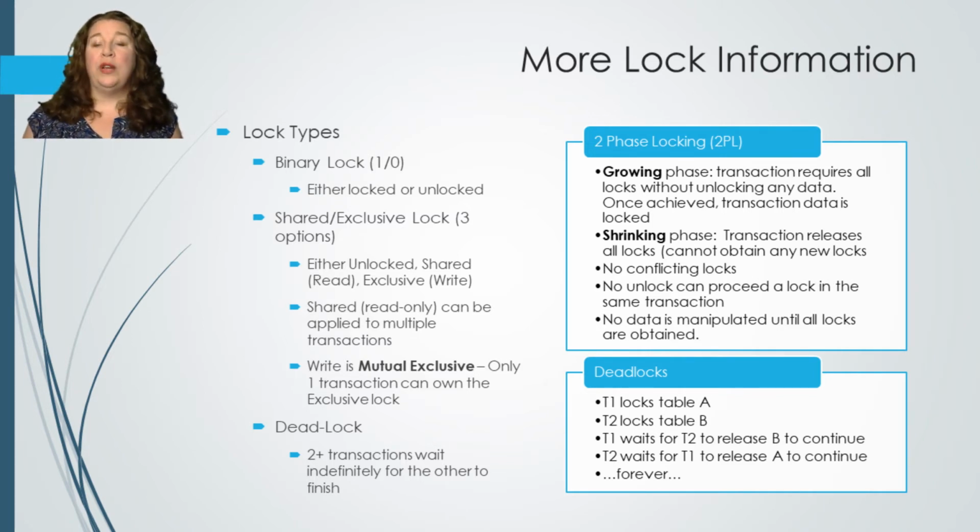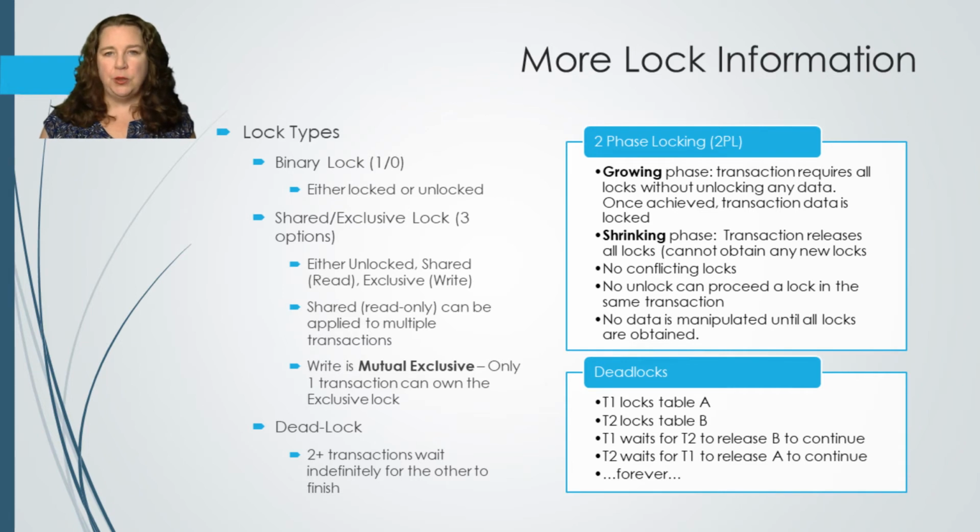You cannot relock something in a single transaction once you've gotten to the shrinking phase, the same way that you cannot unlock anything if you're in the growing phase. Do all of our locks, run all of our code, unlock everything. You can have no conflicting locks at all, and no unlock can precede a lock in the same transaction. Again, all your locks happen at the top, all your unlocks are at the bottom. And no data is actually manipulated until all the locks are obtained. So when we do the growing phase and set all of our locks, then we can start modifying data. But you cannot modify data until all those locks are determined. So this is our two-phase, growing and shrinking, phase of locking.